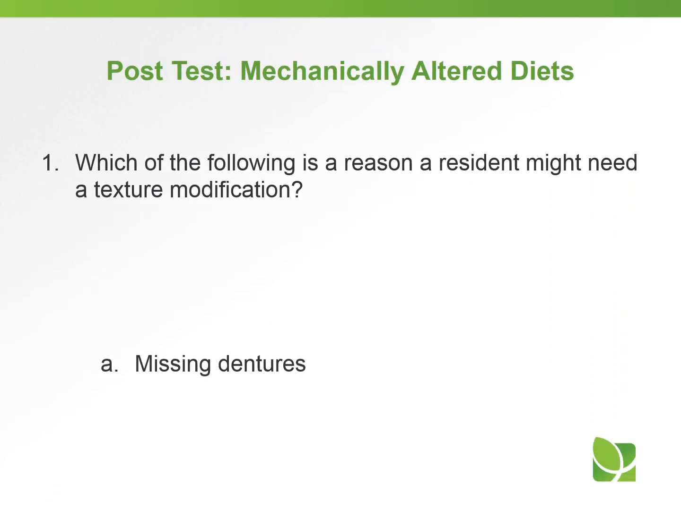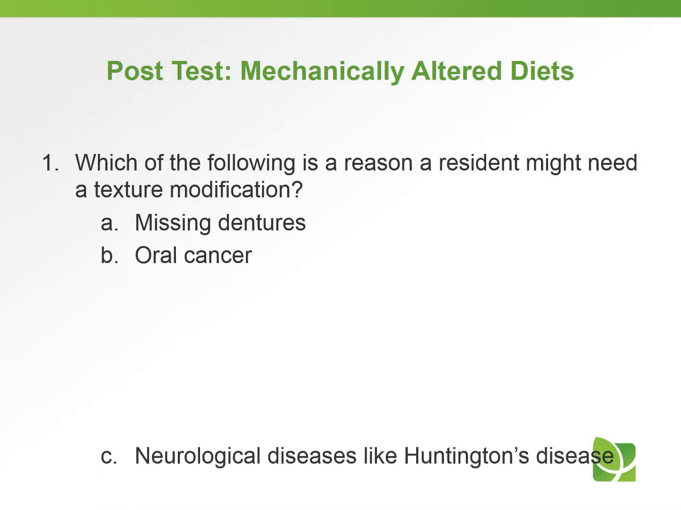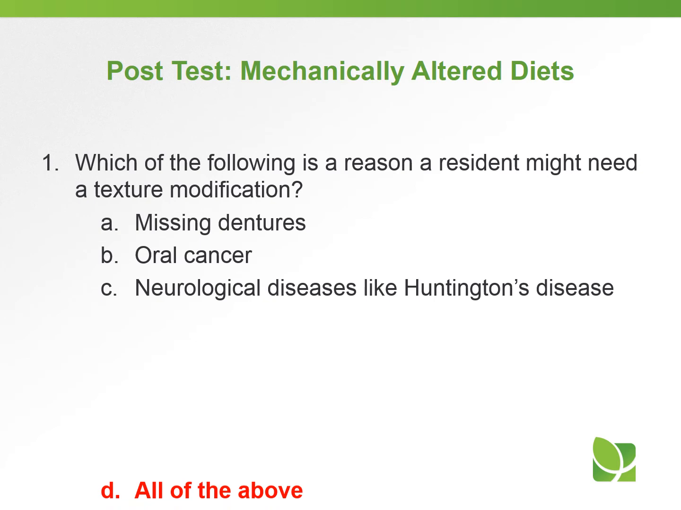The answer to question number 1, which of the following is a reason a resident might need a texture modification? The answer is D, all of the above. Whether it's missing dentures, oral cancer, neurological disease, or no teeth at all, those would be reasons that a resident would need a texture modification.